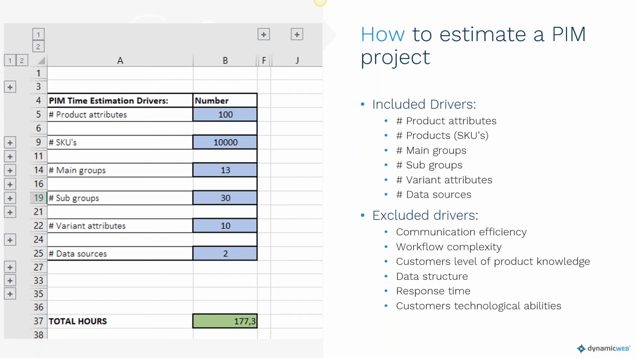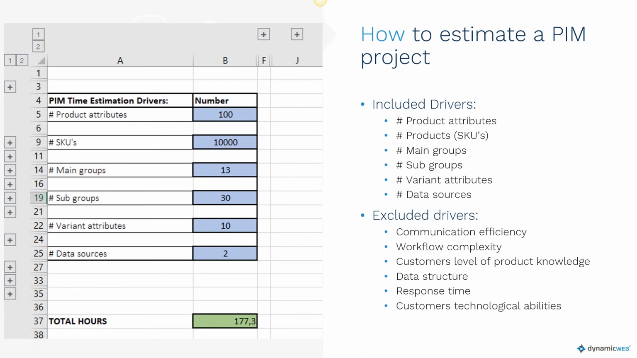If we take a look at the excluded drivers, what's common for them is that they are more qualitative elements. So they can be very hard, and time consuming not the least, to measure in advance. First of all, we have the communication efficiency, and this is based on our experiences. Things like how many individuals you have involved in the project, who will make the decisions, and also potential third-party consultants can cause this communication to become less efficient.